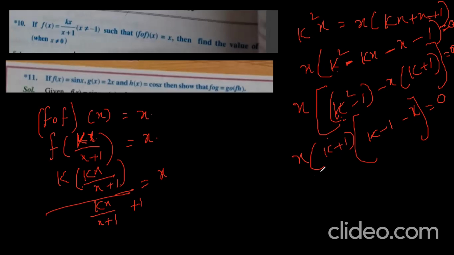Okay. What they asked here, k value. Either k plus 1 is 0 or k minus 1, something in terms of x we are getting. So k is equal to minus 1 we got, no? Yeah, k value only they asked. Okay. In this manner, we can easily solve it. Okay. Yes. Let us look at the next question. That is 11th question.